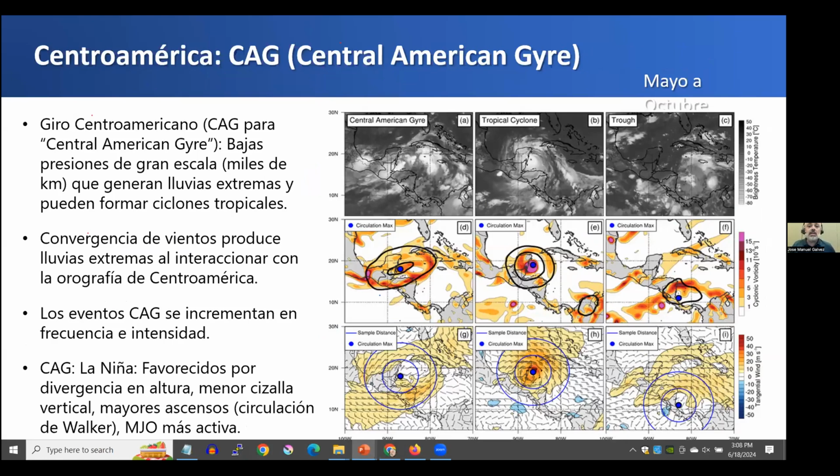It's called a Central American gyre. This is a big rotor that forms over Central America and Mexico. It's the one I was showing you before in the satellite image, with the ITCZ meandering to the north, and this generates a lot of rainfall. This tends to be favored during La Nina, and it's actually happening right now.